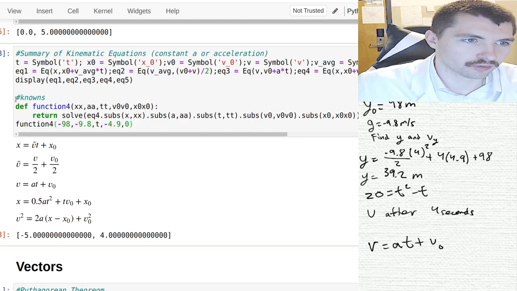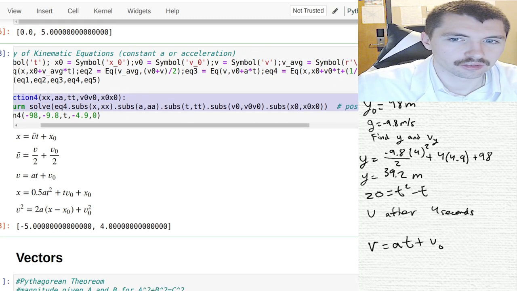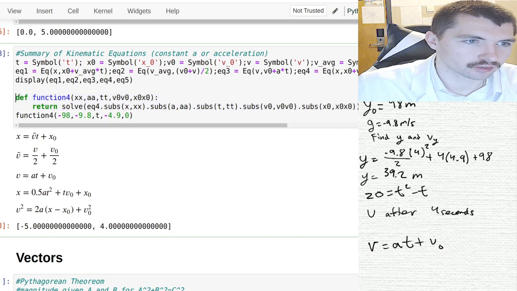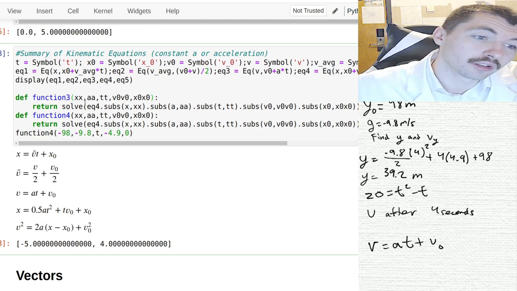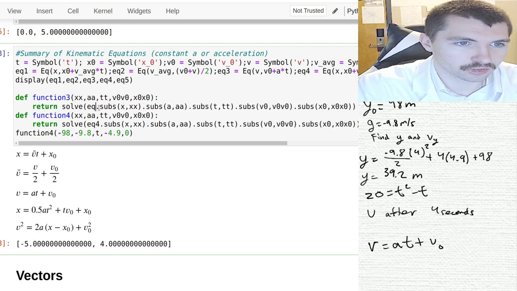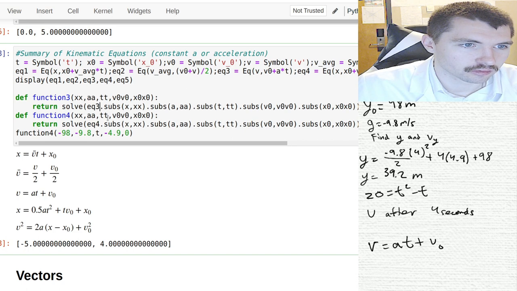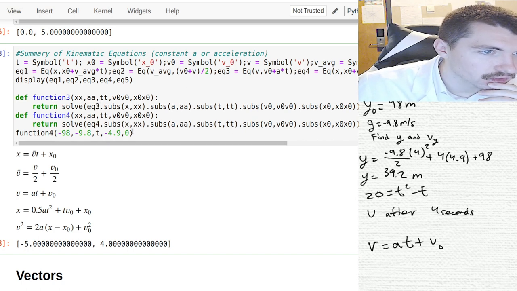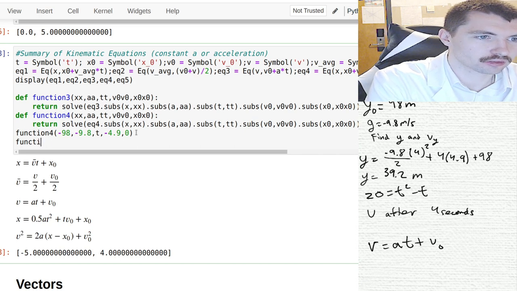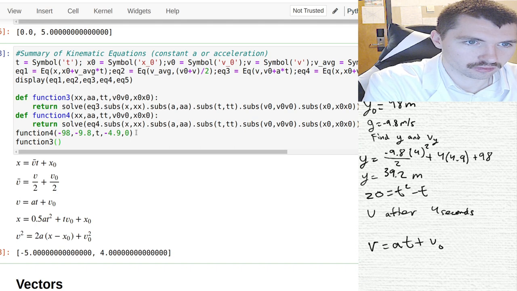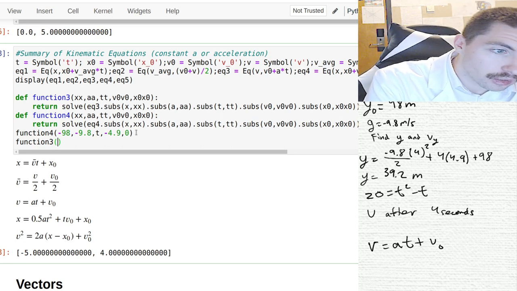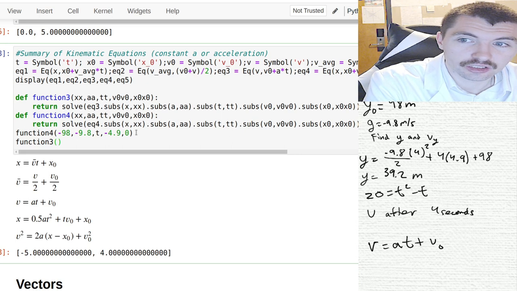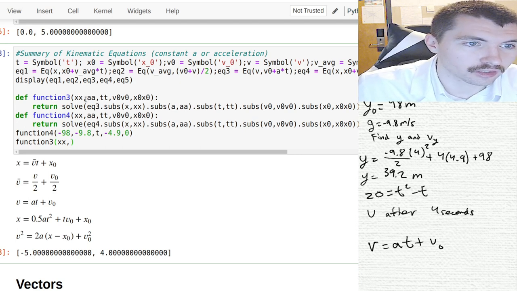Okay, so now we want to define another function. I want to use function 3 now. I want to solve equation 3. So I'll do function 3. I want to solve for V, and I'm given no X. We can take this out, right?